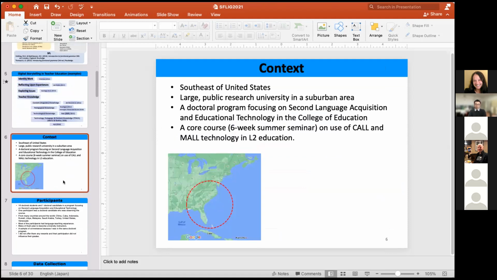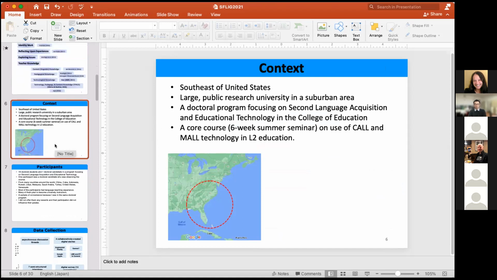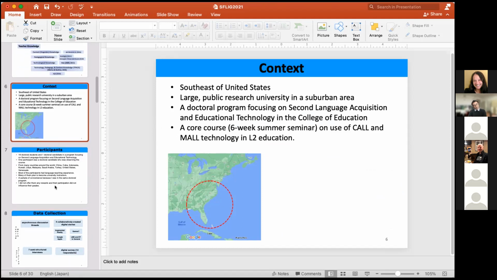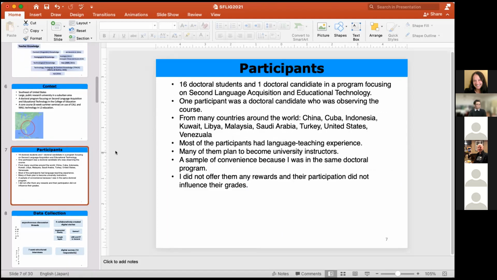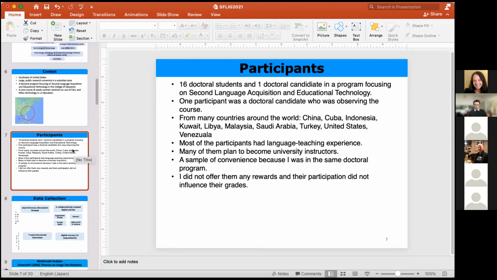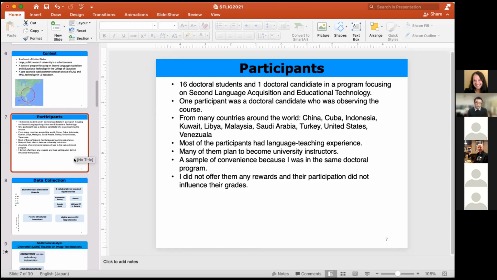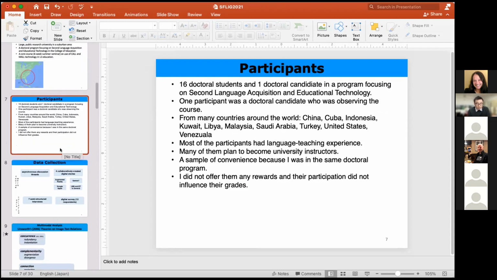The research took place at a university in the southeast of the United States. It was a doctoral program focusing on second language acquisition and educational technology. It was a core summer seminar on the use of computer-assisted language learning and mobile-assisted language learning in second language education. The participants were 16 doctoral students and 1 doctoral candidate in that program. It was a very international group from countries all over the world: China, Cuba, Indonesia, Kuwait, Libya, and it goes on. Most of the participants had language teaching experience, and many were planning to become university instructors or teacher educators. They were a sample of convenience, since I was in the same doctoral program.